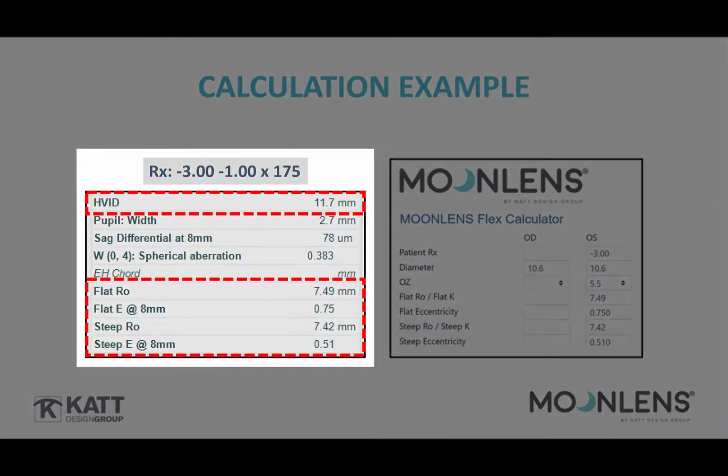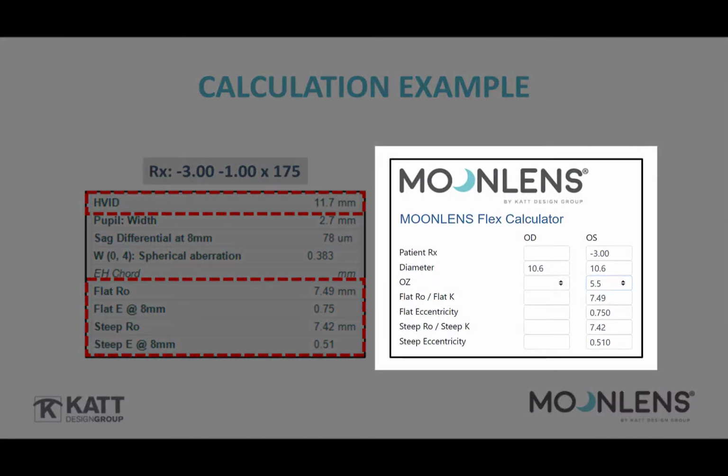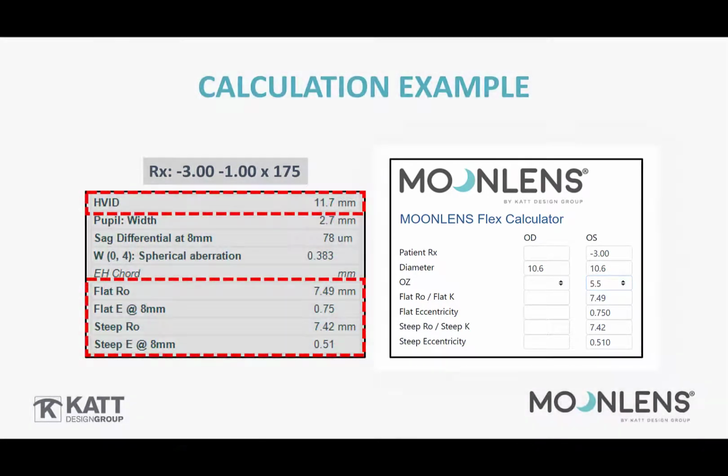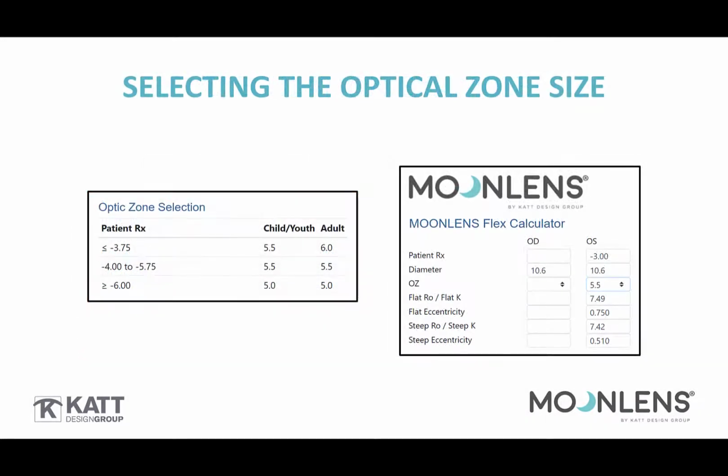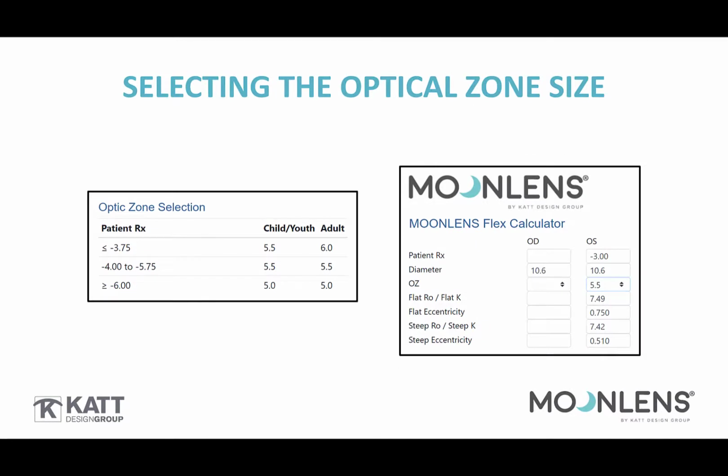With our refractive and topographical data collected, we are ready to calculate the custom MoonLens parameters for the patient. One of the unique features of the MoonLens is the ability to calculate a customized optic zone for each patient based on the age and the RX. This allows you to provide optics specific for the visual needs of the patient.